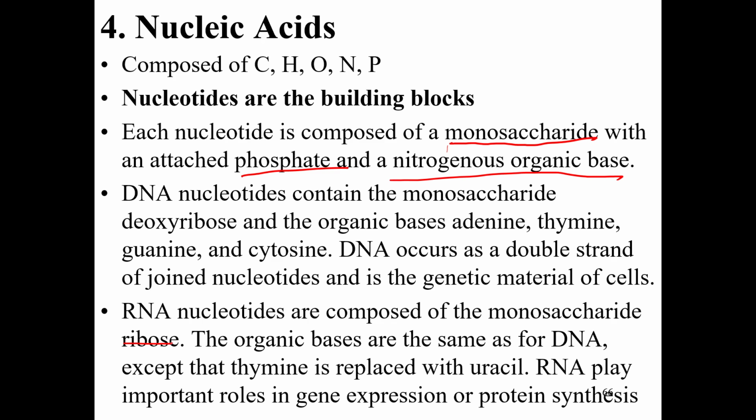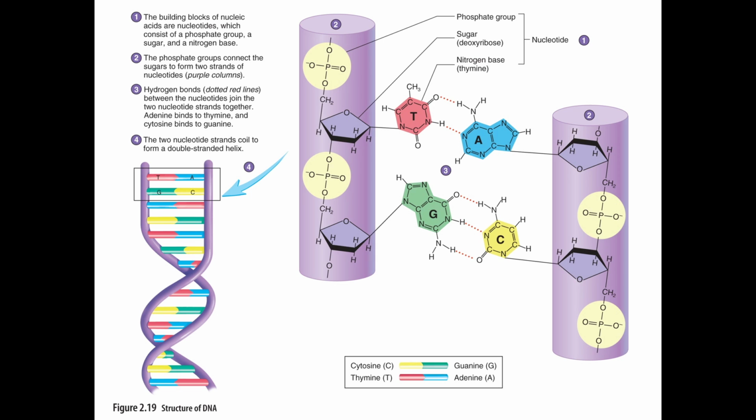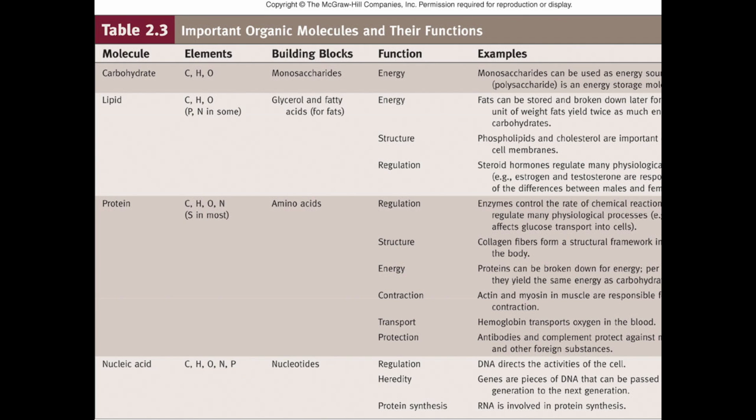That is why it is deoxyribonucleic acid, or your DNA. RNA is made out of ribose, while DNA is deoxyribose. The organic bases are the same as for DNA except that thymine is replaced by uracil. RNA plays an important role in gene expression and protein synthesis. So this is the representation of DNA.